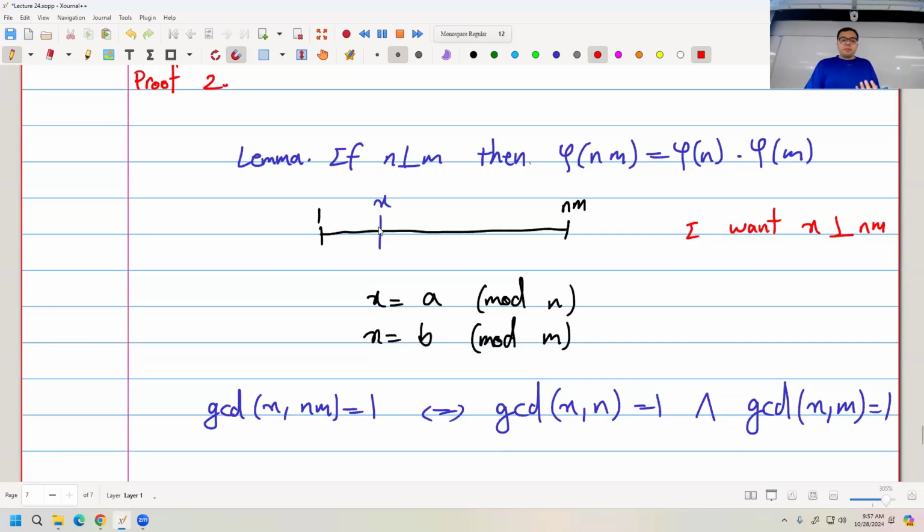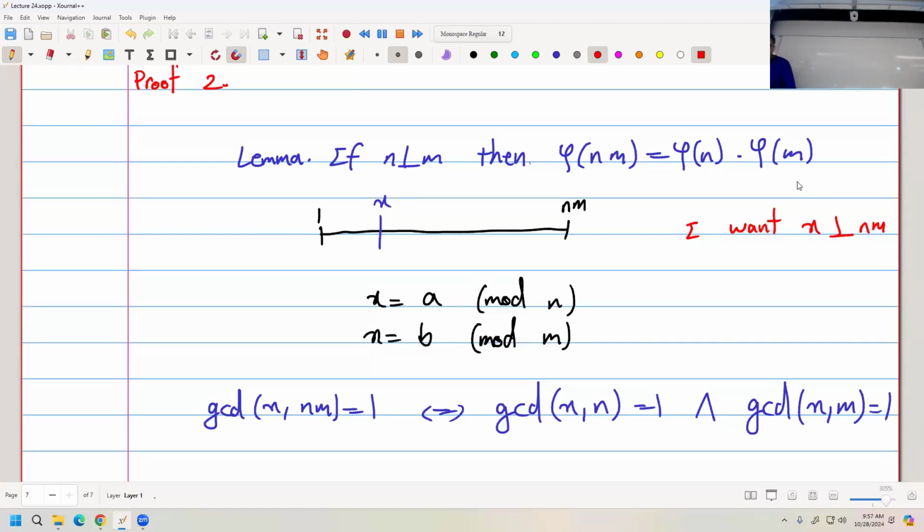What is the number of x's in this range that are relatively prime to nm? By definition, that's phi of nm. In how many ways can I choose a? I have to choose an a that is relatively prime to n, so phi of n. In how many ways can I choose b? Again, it has to be relatively prime to m, so phi of m. So phi of nm is phi of n times phi of m. Okay.